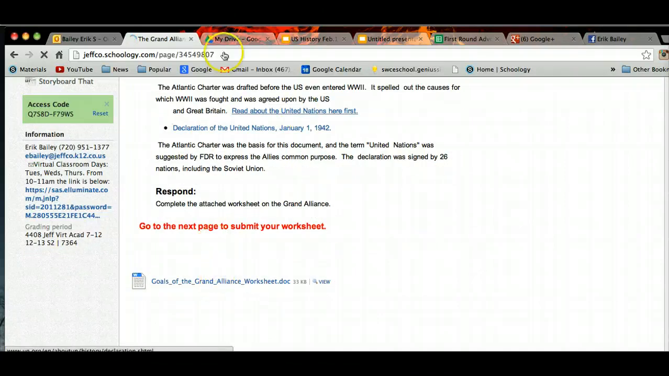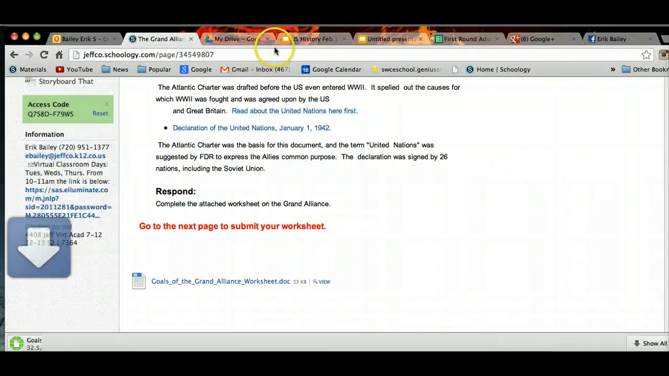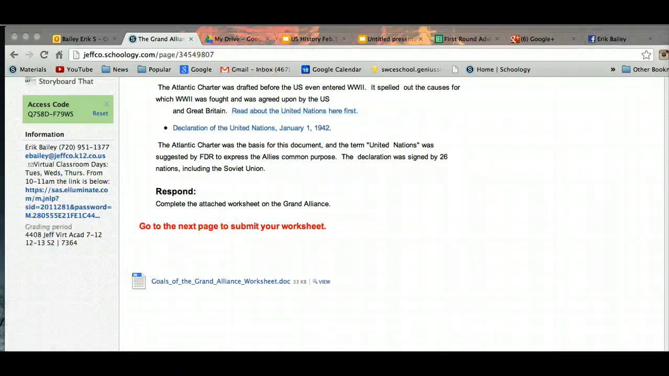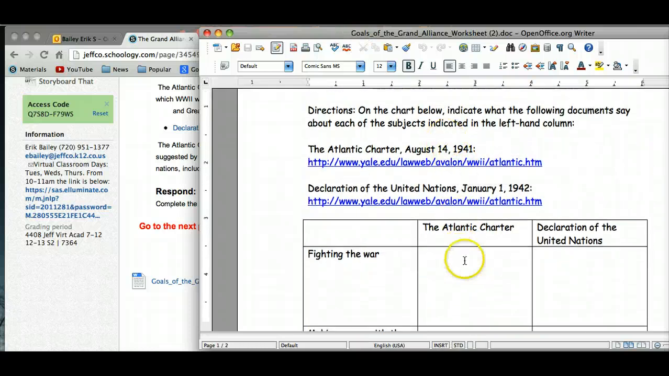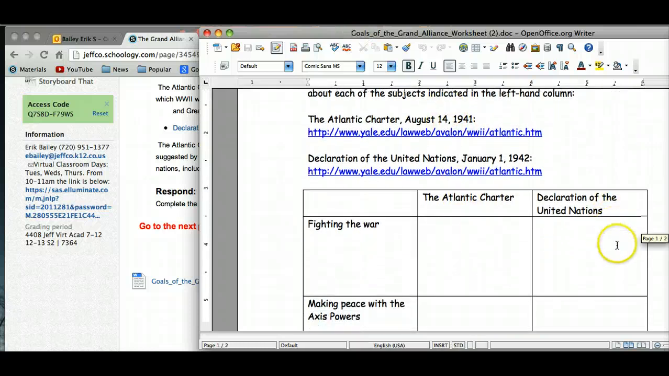And for the response, what you're turning in is a worksheet. The worksheet is going to have different topics that are covered in the Atlantic Charter and the Declaration of the United Nations. If after you research you can't find a certain one of these topics in the 2 documents, then put NA, not available.